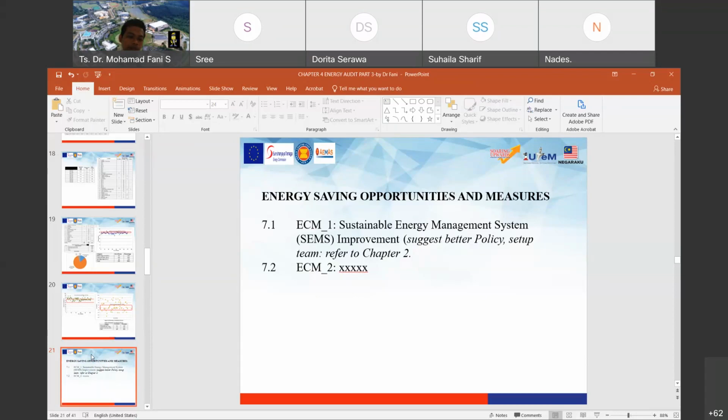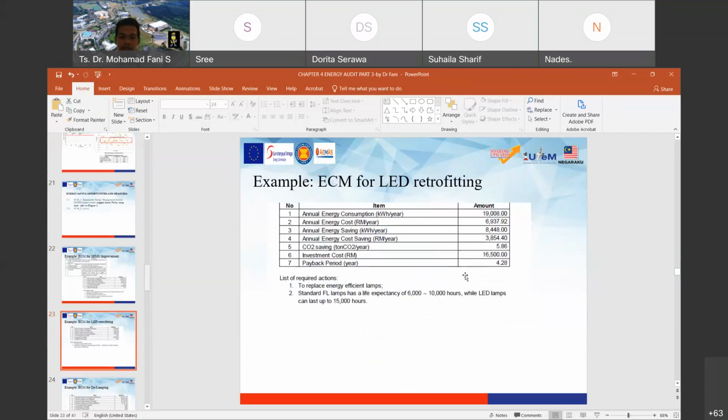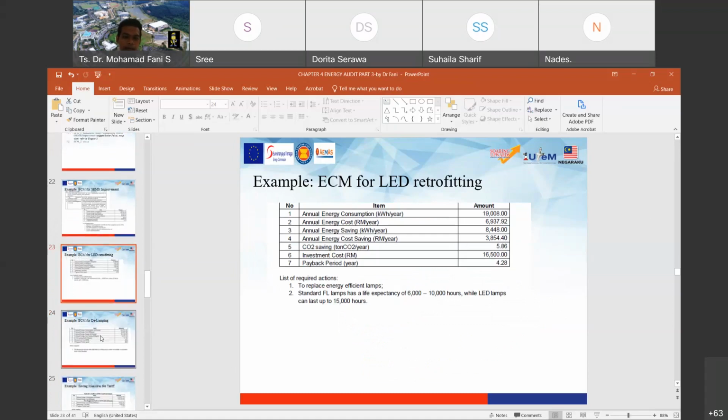Okay, so finish for the section 7. This one is the example, ECM improvement, how you can refer to this one to get the idea on how to represent the ECM.